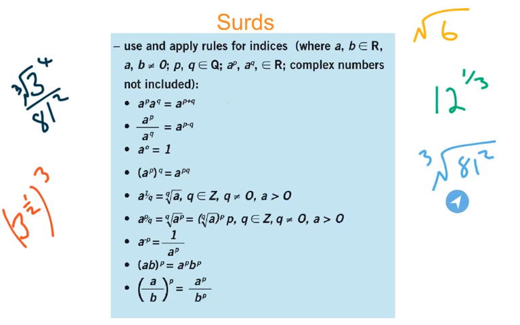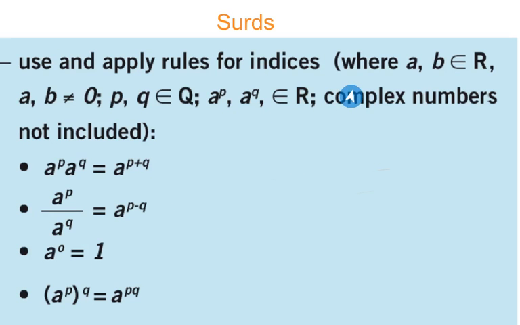And you get them like this as well. So it's the cubed root of 81 to be squared, and so on. Here are the rules. So let's have a look at doing some of these examples. The way you read this is, this is from the syllabus for the Junior Certificate in Mathematics, and surds are part of the number strand.